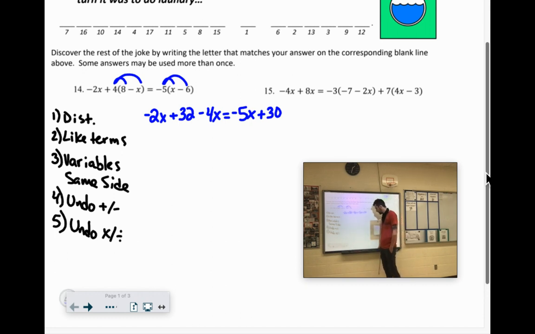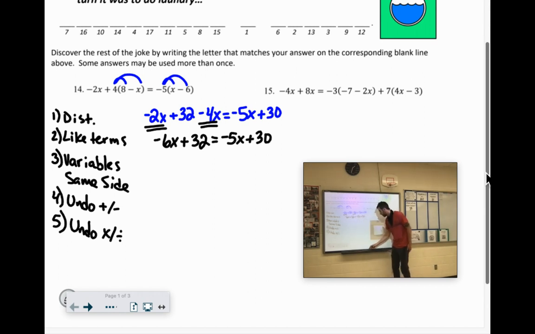So step 2 says combine your like terms. Now that means on the same side of the equal sign. After you finish that step, there can be at most 2 terms on either side here. So on the left, we can combine the x's, negative 2x, negative 4x would give us negative 6x plus 32. On the right side, we can't combine any of those, so that step is done.